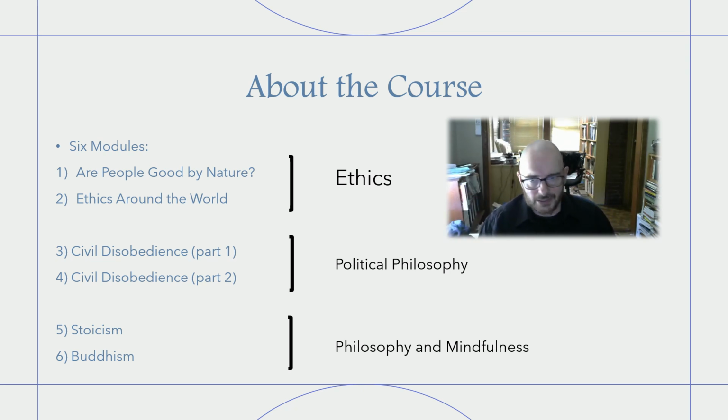So the 6 modules are organized into 3 different categories. The first 2 we'll be talking about ethics, and then we'll be talking about political philosophy when we look at civil disobedience. And finally, we'll be looking at philosophy and mindfulness through the lens of 2 ancient philosophies, which are Stoicism and Buddhism, an Eastern philosophy. So this is how the course is going to be arranged. Each module runs approximately 2 weeks. So the 6 modules together will take us through the entirety of the course.